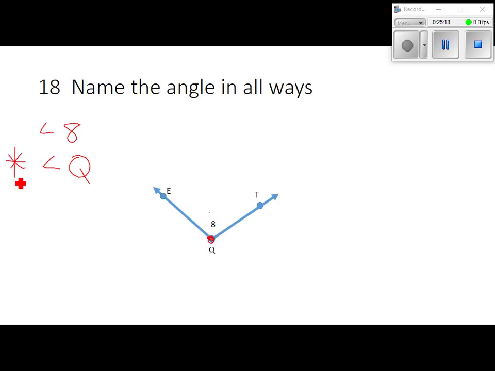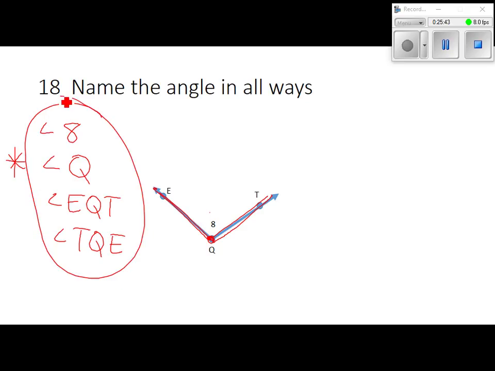Remember, this is the way I do not like to use because it confuses everybody and they think they can use it all the time. Next way, if I start out here and start walking, what letters do I cross and what order are they in? So I cross E, I cross Q, then T. That's another way to name it. If I had started out here and walked the opposite direction, then I cross T, I cross Q, then I crossed E. Those are all 4 ways to name that angle. I think that's a multiple choice question still, so you'll have to figure out which answer it is.